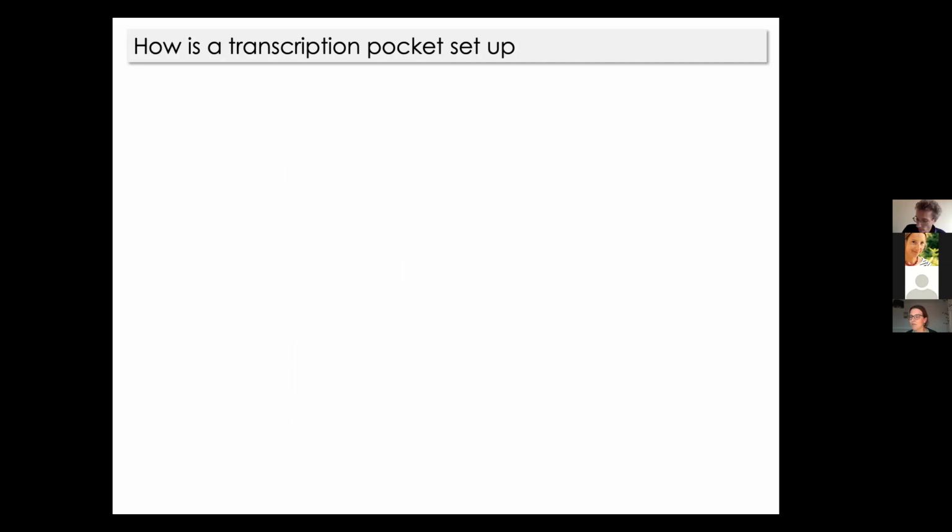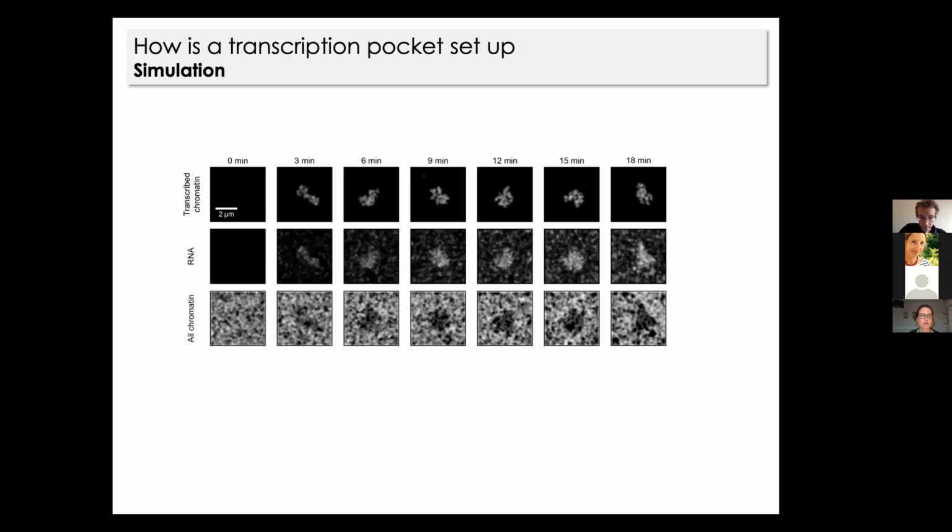Okay, now finally, I want to look at how transcription pockets are set up in the first place. So we looked a lot now at static images of euchromatin organization, but we were interested in how you get one of those transcription pockets in the first place. And we first used our model to simulate a situation in which only a small region of the chromatin is allowed to become transcriptionally active. And you can see that here indicated by the orange arrow. And then RNA accumulates in the places where transcription occurs. And what you can see is that in exactly those places, DNA is being pushed away.